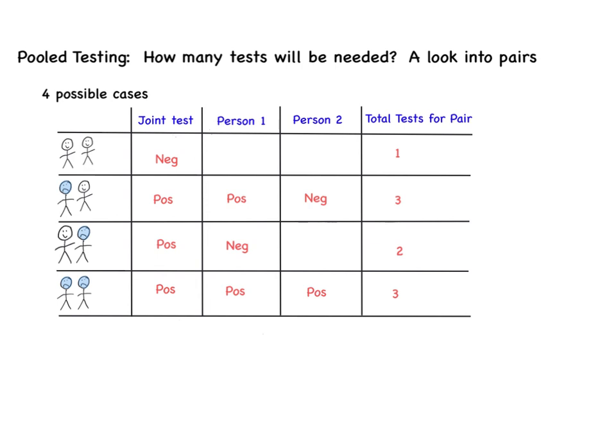Overall, what we can see is that with pooled testing and testing pairs, sometimes we only had to run 1 test for a pair. But other times we had to run 2 or even 3 tests. So the question will be, when does pooled testing really make sense?